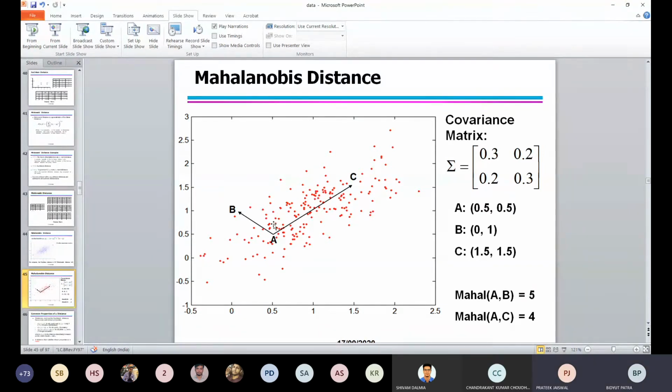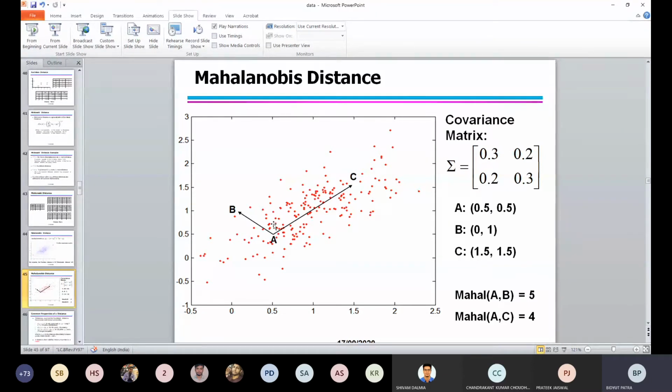Sir, 0.5 and minus 0.5. Yes, so 0.5 and minus 0.5. So that will be A minus B, and you take the transpose of it. Then it will be 0.5, minus 0.5. So that size will be 1 cross 2.